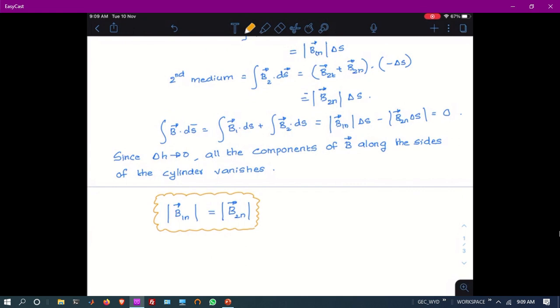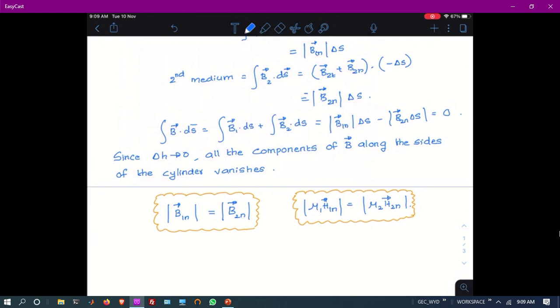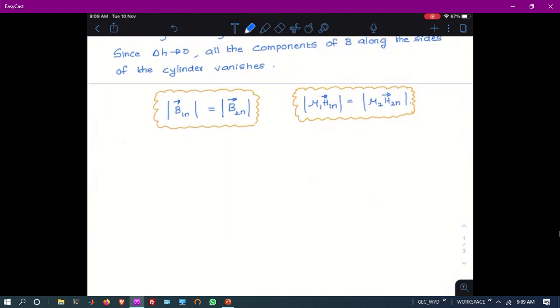But I can write B1n as mu1 H1n, its magnitude, is equal to mu2 H2n, its magnitude. So this is the second relation which relates the magnetic field of the two media at the boundary. So the magnetic flux density is continuous, but the magnetic field is discontinuous because they are related by mu1 and mu2. Okay, so that is regarding the normal components.